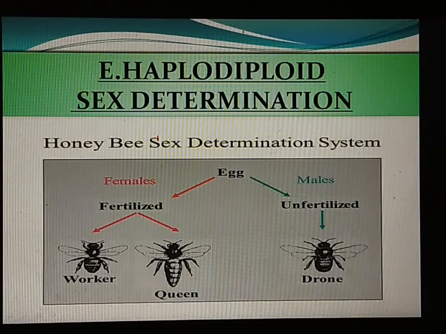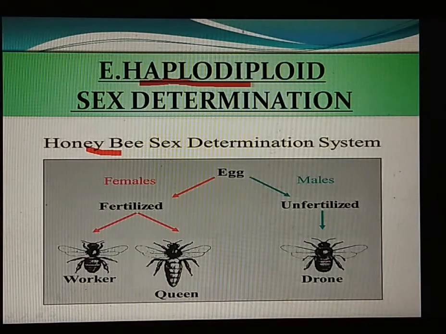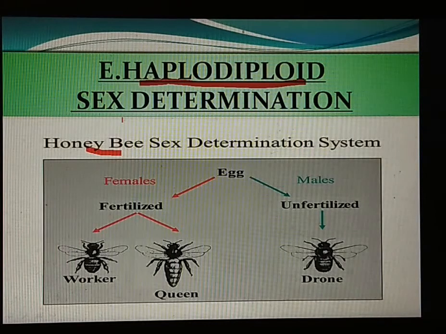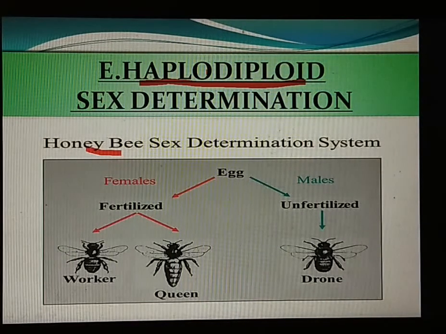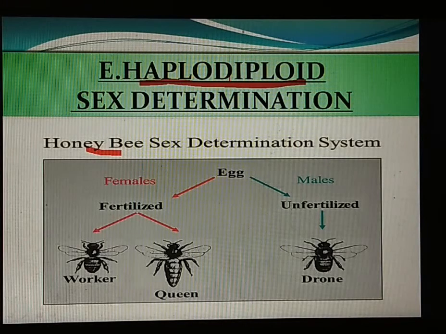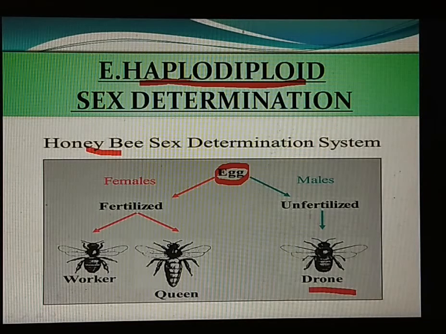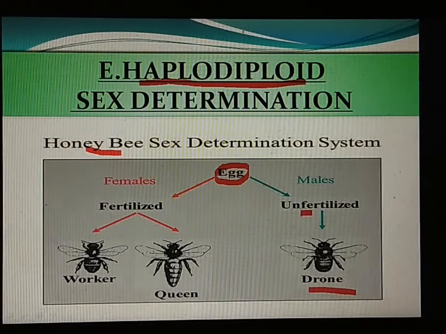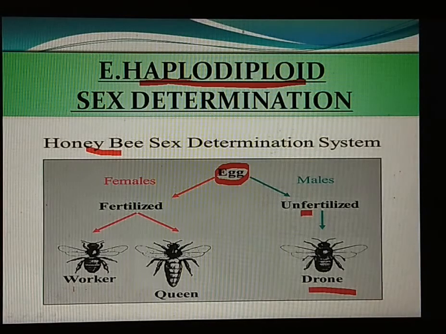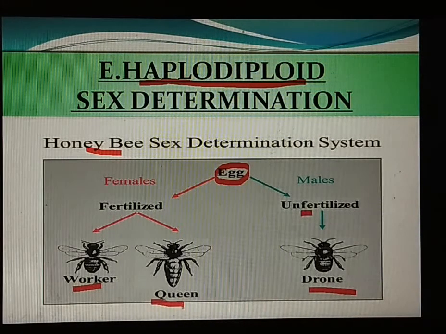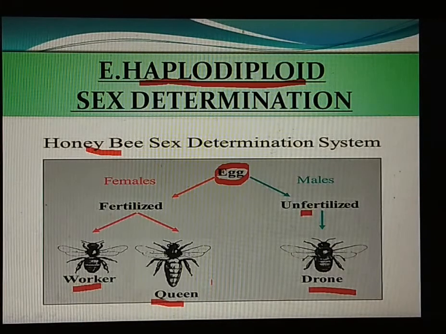There is one more unique type of sex determination, which is very important, seen in honeybees, and that is called haplodiploid type of sex determination. That means we will see here haploid type as well as diploid type of individuals, okay, wherein an egg has the ability to give rise to males without fertilization, and also it can undergo fertilization and produce females, okay. So we'll see in detail regarding haplodiploid sex determination in honeybees.